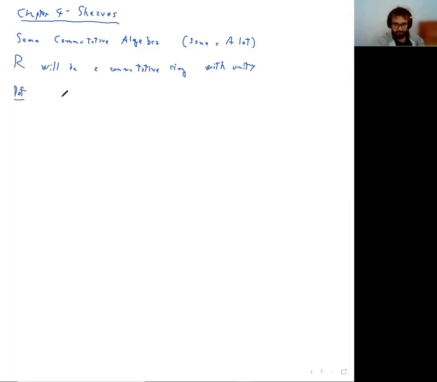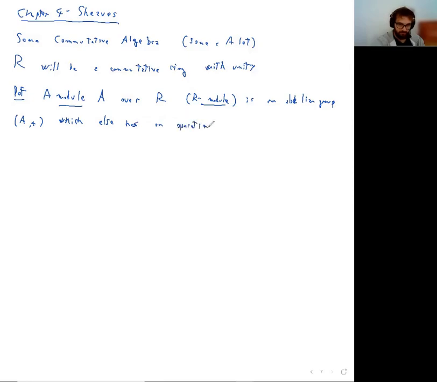And a module A over R, sometimes also called an R-module, is an abelian group (A, +). So A is the object, plus is the operation, which also has another operation which goes from R times A into A, such that r(sm) is the same as (rs)m, for r and s in R and m in A. So some kind of associativity. Then you have the distributive property.